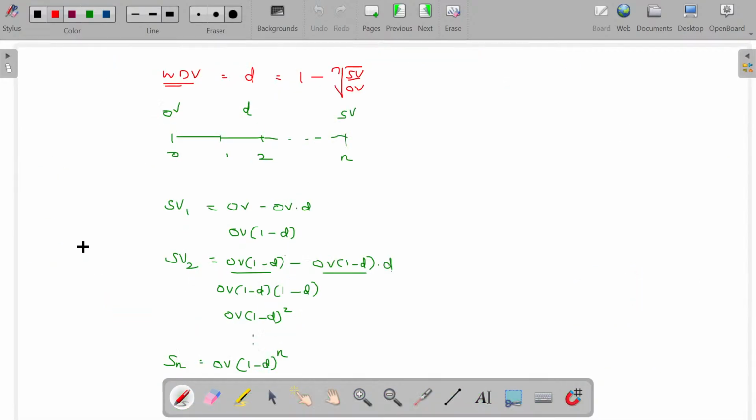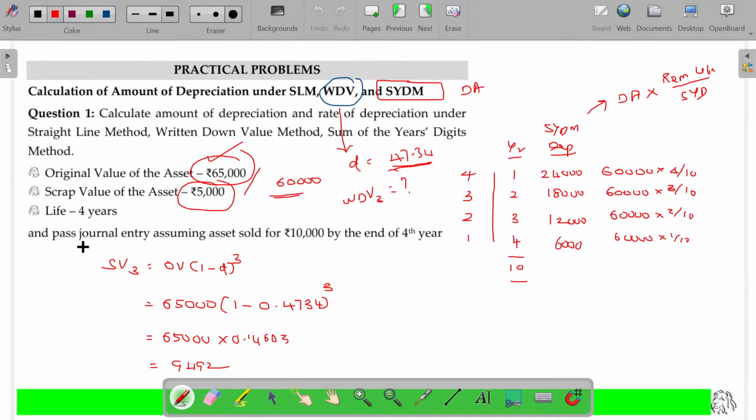So under the WDV model, to find out the scrap value or WDV value for any year, if the asset's life is 40 years and I want to find out the scrap value for the 25th year, how can we calculate? Original value into 1 minus D to the power 25. That's all. That power 25, you can calculate the way I taught you using the non-scientific calculator. Power 2 is into equal, then you just press equal to arrive at the required power. Always test yourself. That's why I always tell you, come with the calculator. Do all these things practicing. Clear?